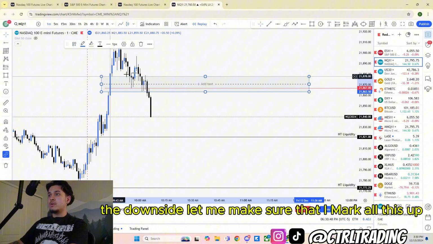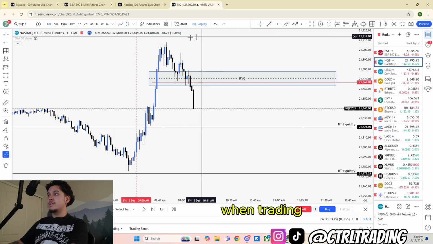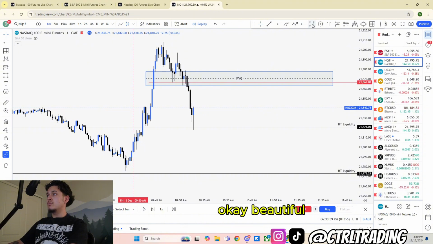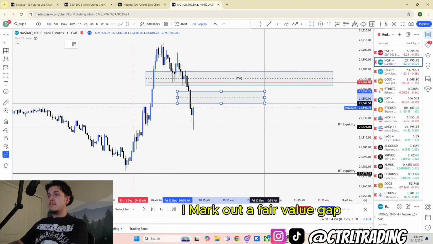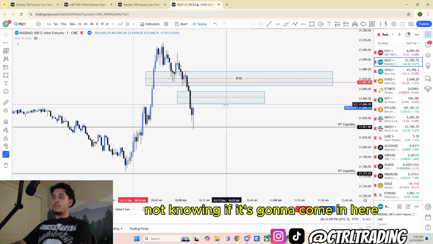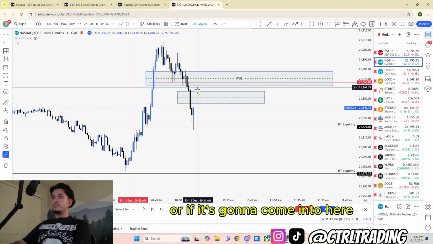Let me make sure that I mark all this up, that way you guys know exactly what it is that I look for when trading. Okay, beautiful. So we continue to have that bearish movement. Here, I mark out a fair value gap, not knowing if it's going to come in here, touch equilibrium and go down, or if it's going to come into here.